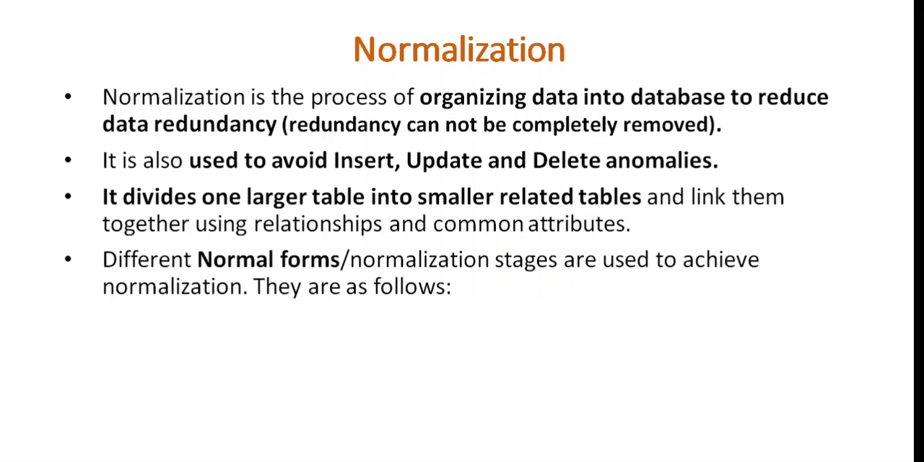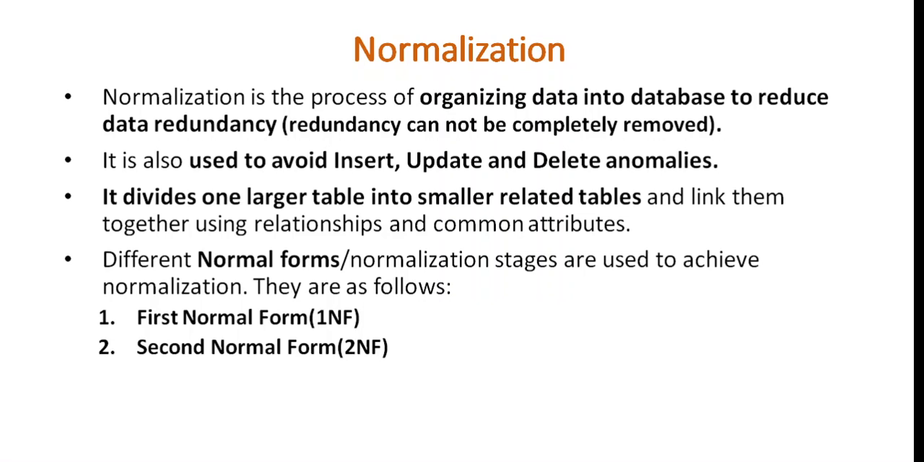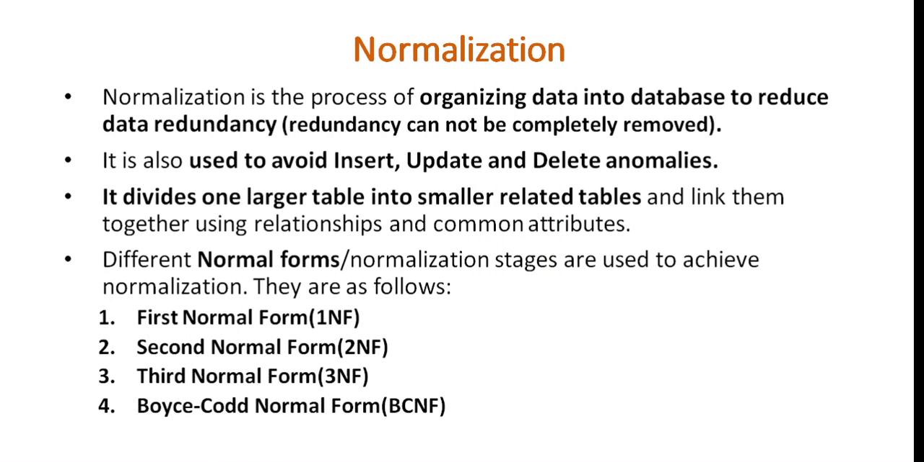Then this normalization is a stepwise process, or the normalization process consists of different stages, or we can say there are different normal forms through which we can reduce redundancy and through which we can reduce different anomalies that occur while inserting, updating and deleting data. Those normal forms are first normal form, second normal form, third normal form and Boyce Codd normal form, that is BCNF. So these four are the basic normal forms, after which we can get a normalized database that has less redundancy and that doesn't consist of any problem like insertion, updation and deletion anomalies.